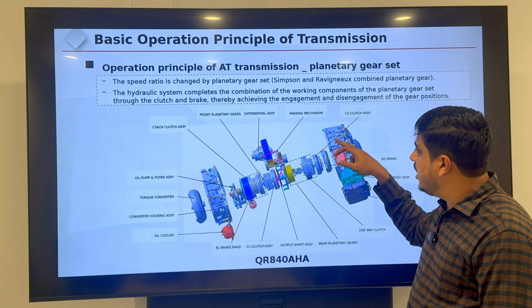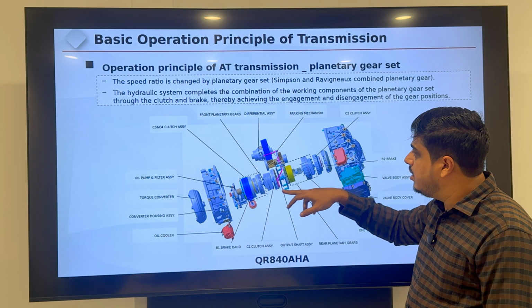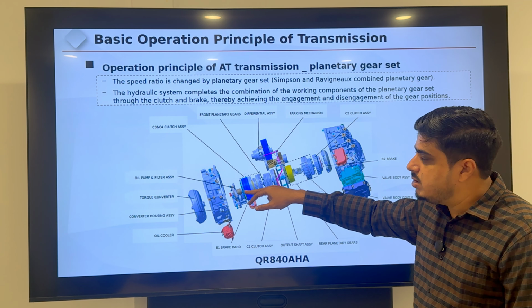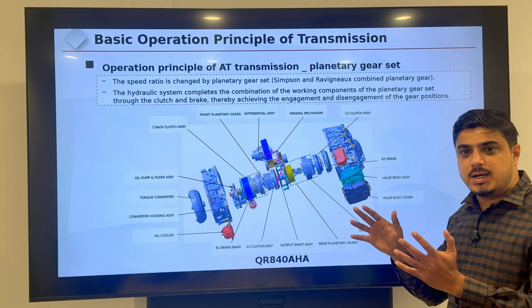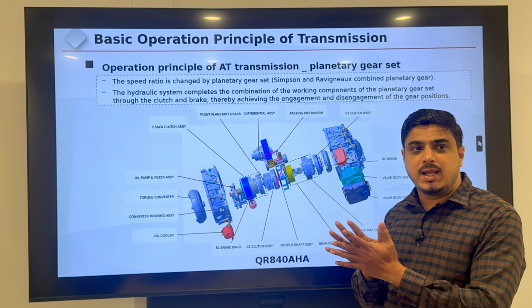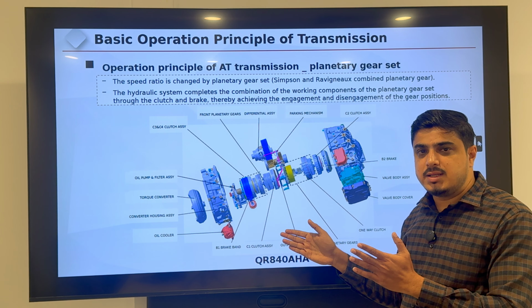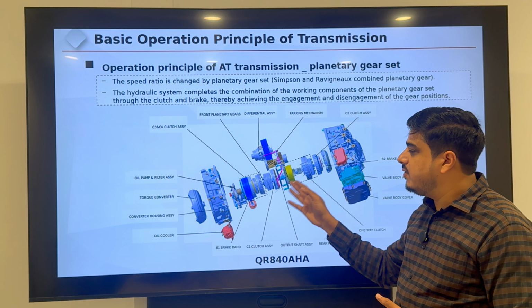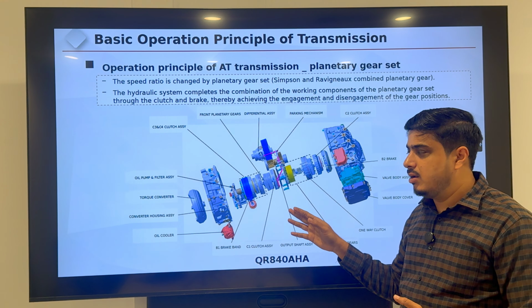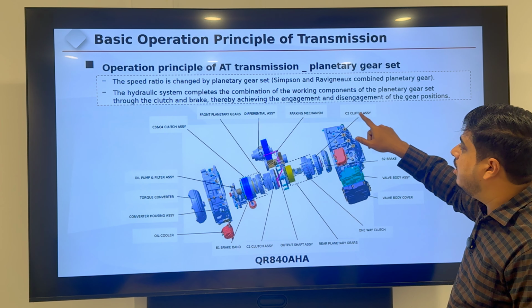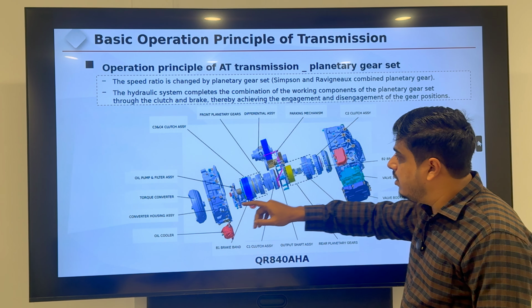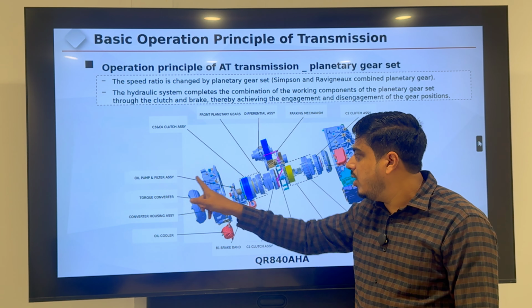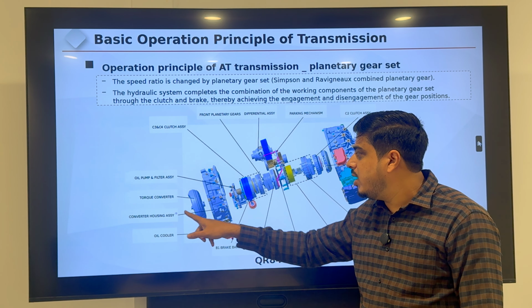Parking mechanism, these clutch pedals, the clutch drum, here also the clutch assembly. These clutch plates help to engage and disengage the different gears and shift in a proper, smooth way. And what are the main components? It starts from the torque converter, oil pump assembly, converter housing assembly.